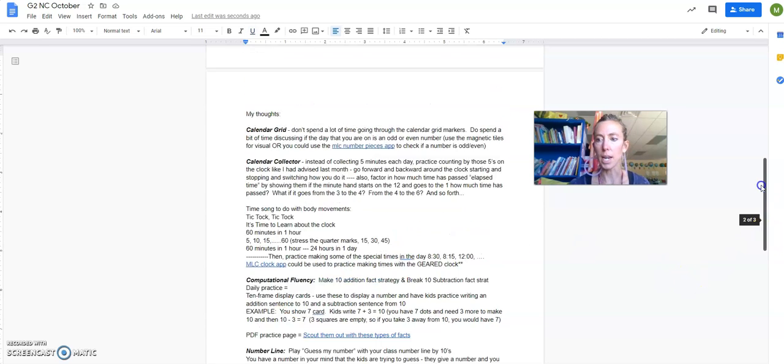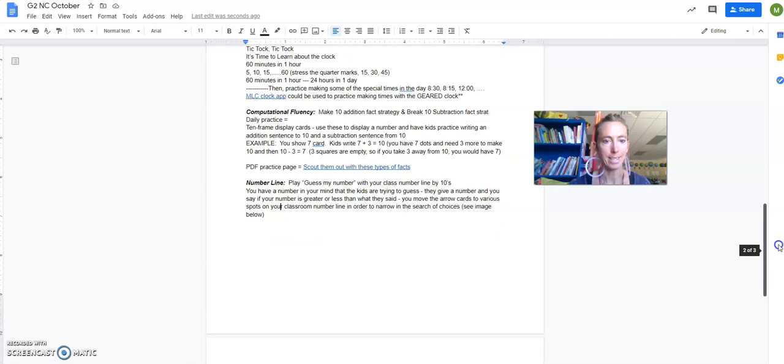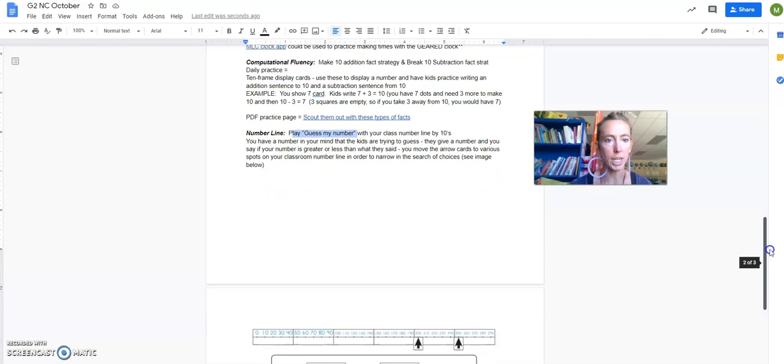All right, then your one other big one is the number line up here. The number line is where you're keeping track of tens. And every day you're adding on another 10 number to your number line. So the idea here in October is that you play Guess My Number with your kids, like maybe once a week or twice a week.